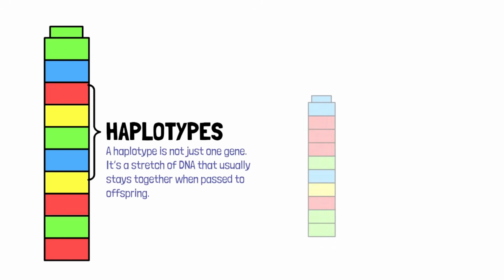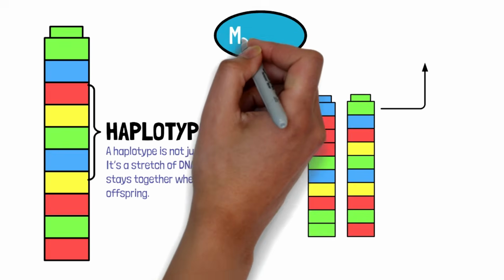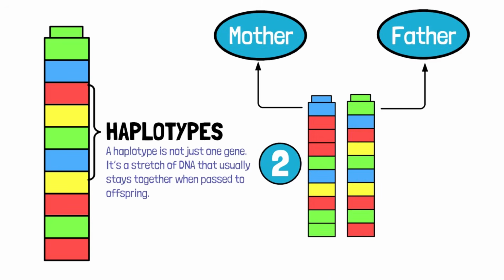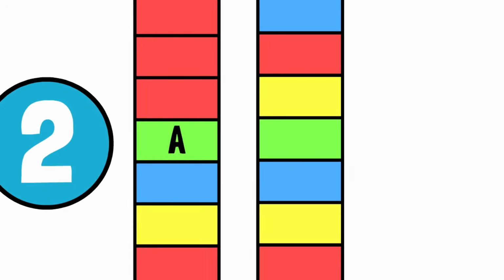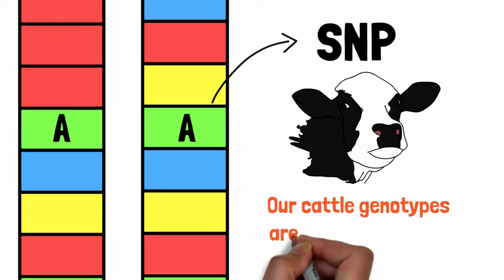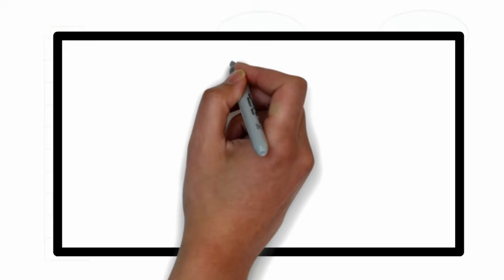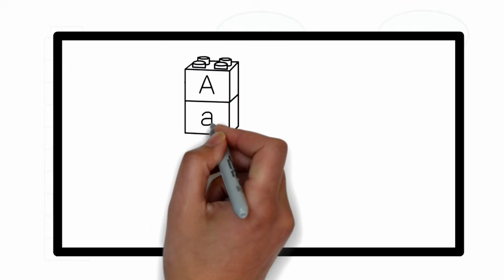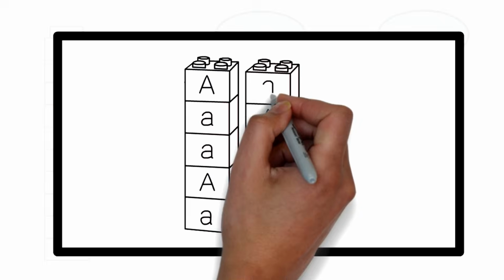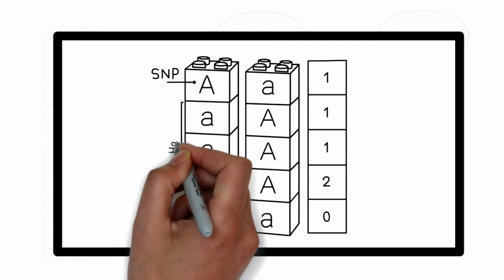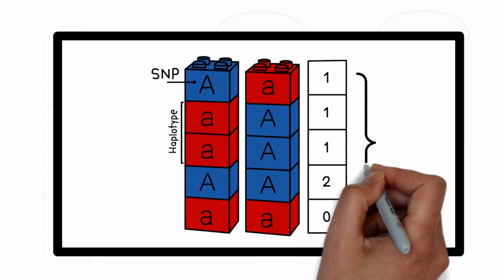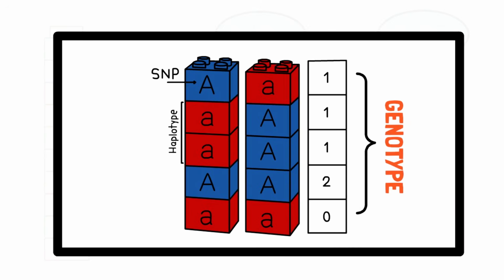Every animal has 2 copies of each chromosome, one from the mother and one from the father. This means the animal has 2 versions of each haplotype. If we zoom in further, each block contains a SNP. Our cattle genotypes are a series of SNPs. In practice, we record genotypes as 0s, 1s, and 2s at each SNP position. We sum either the big A or the little a, the dominant or minor allele. Together, the series of 0, 1 and 2 values gives us the genotype of the animal.